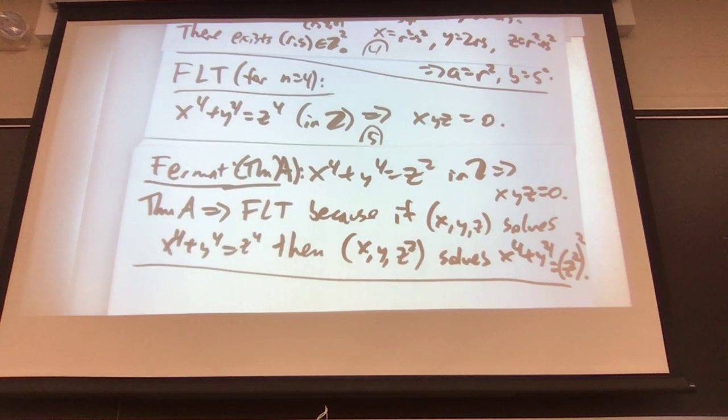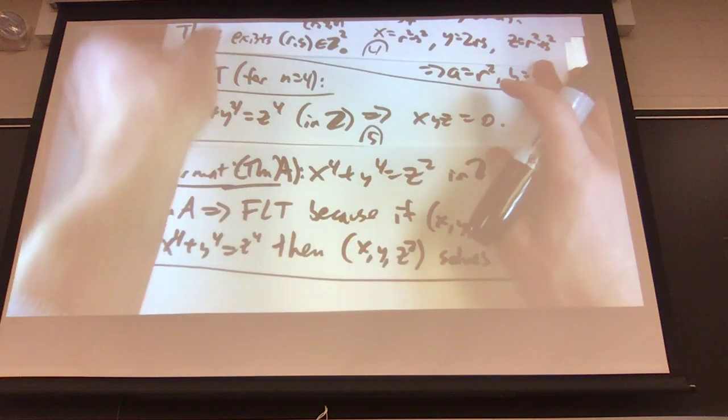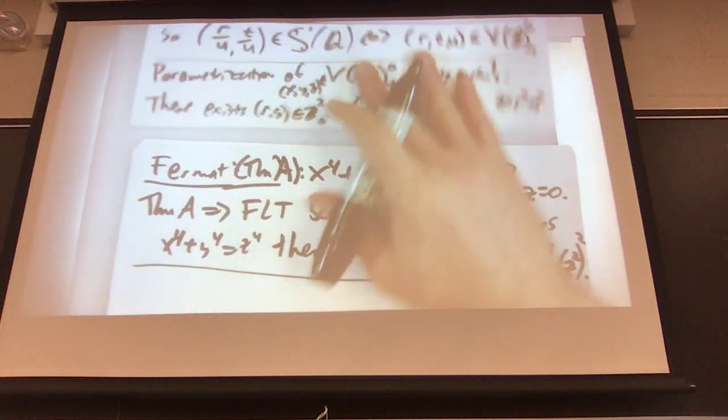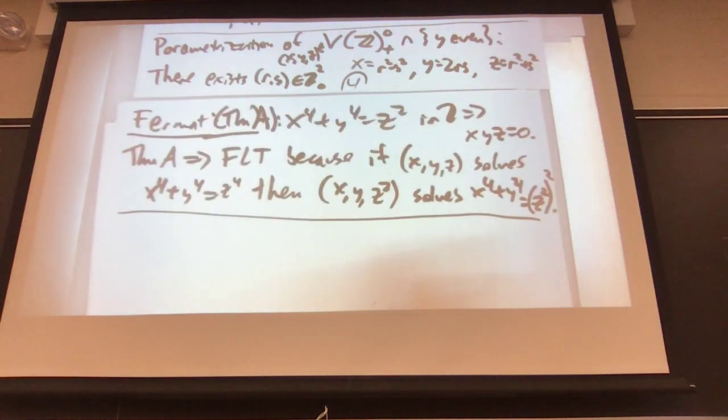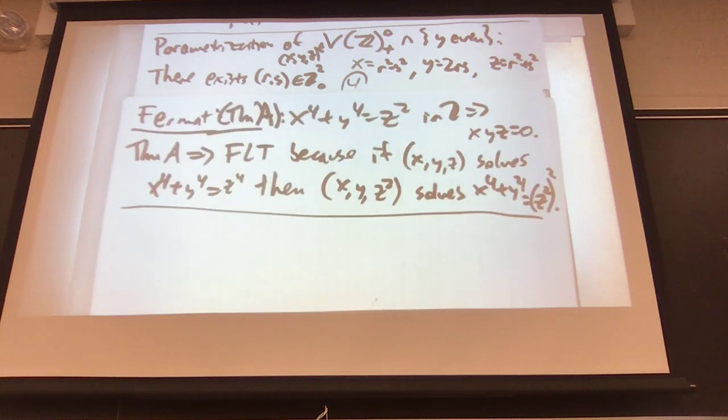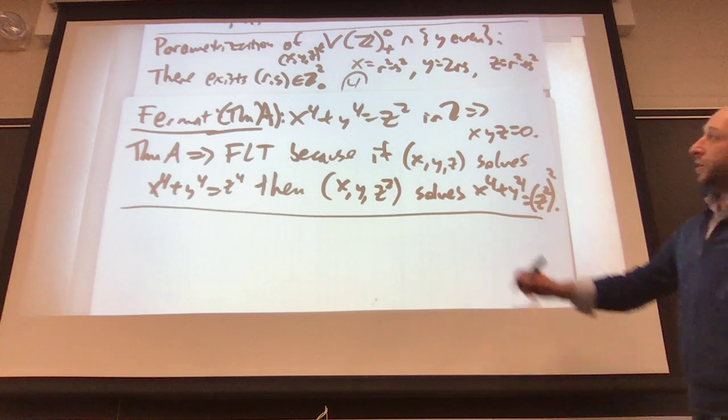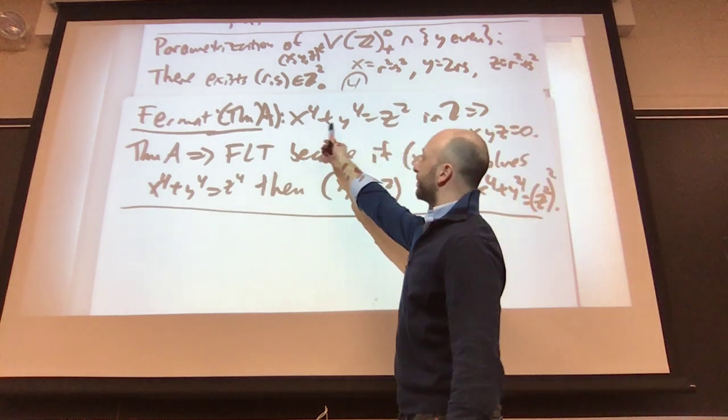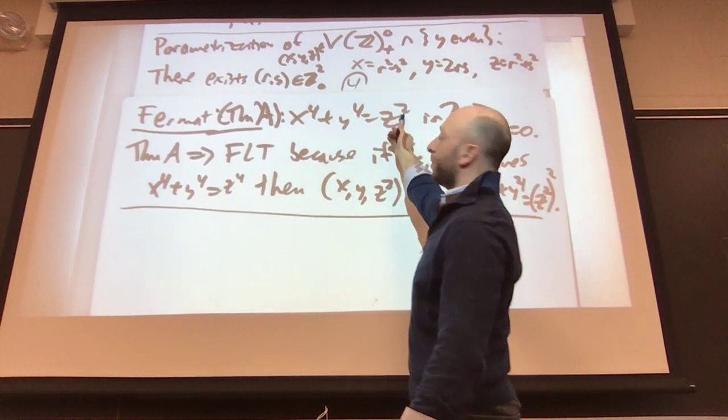Now let's look at theorem A. I want to look at theorem A together with the parametrization. Here's our parametrization. Here's theorem A. Let's try to look at these two together and see where there is an inconsistency. So suppose we solve this equation. x to the 4 plus y to the 4 equals z squared.